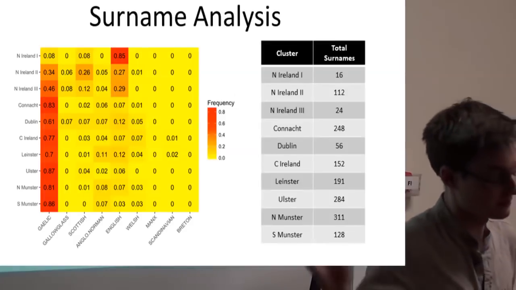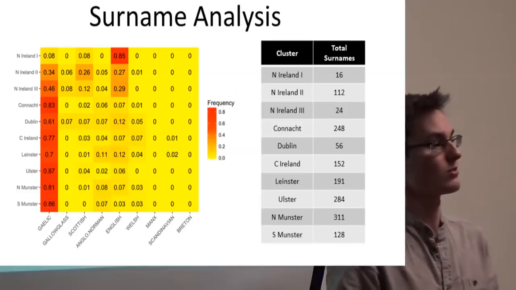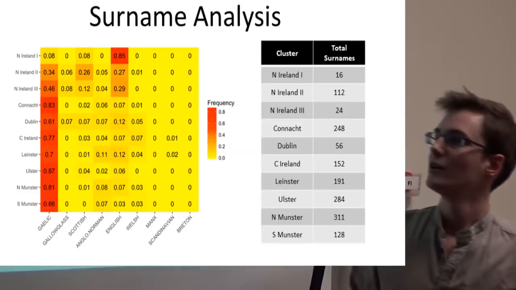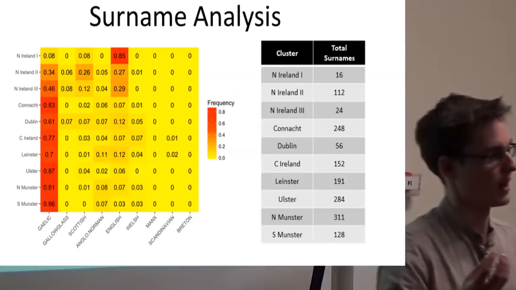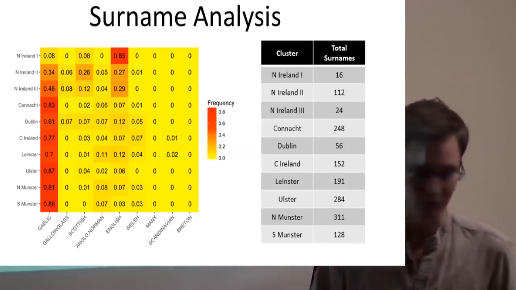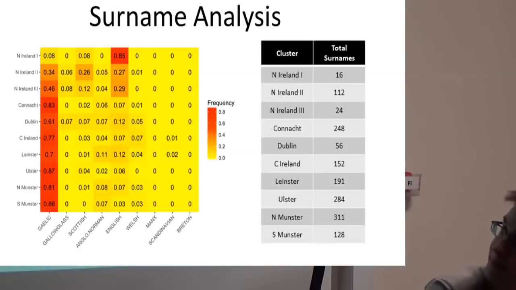So another way to describe all of those results is just to look at the surnames. We've got genealogical data, so let's have a look at them. What we did was take all of the great-grandparents' surnames and classify them according to some broad surname origins: Gaelic, Gallowglass, Scottish, Anglo-Norman, English, Welsh, Manx, Scandinavian, and even Breton.